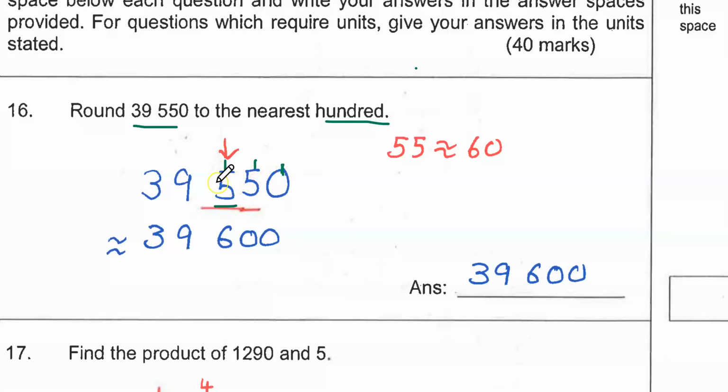Okay, so look at 55. 55 is nearer to 60, so it is rounded up to 60. So you have this 60 over here. This one remains the same, 39. This is 60, and whatever here is 0, leave it all 0. Okay, so the answer is 39,600.